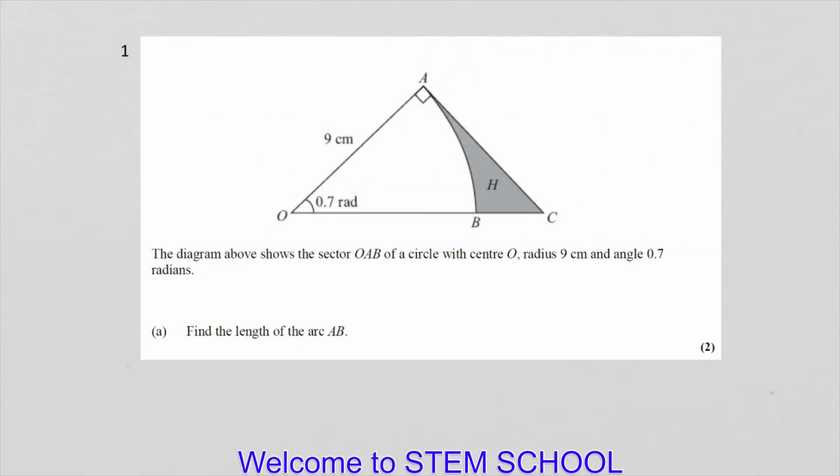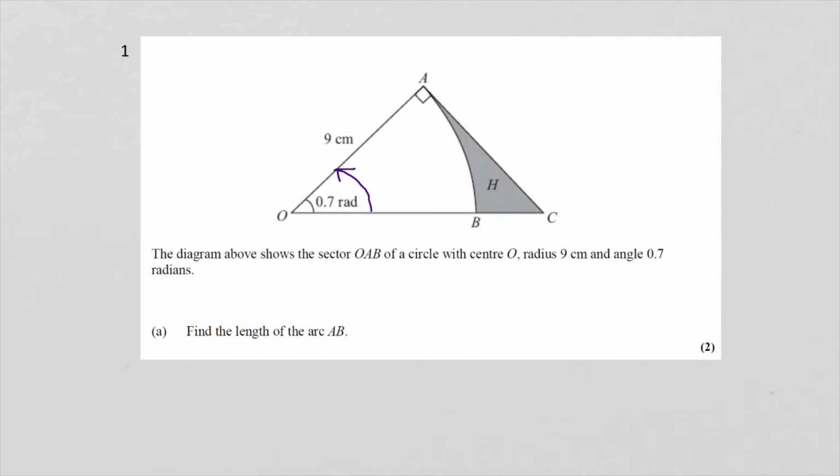The diagram above shows the sector OAB of a circle with center O, radius 9 centimeters, and an angle 0.7 radians. Find the length of the arc AB. Radians is another way of measuring an angle. So it means that that angle from there to there is 0.7 radians.